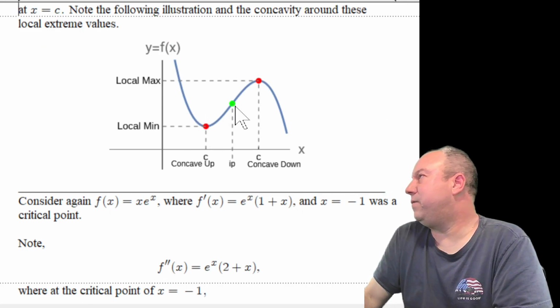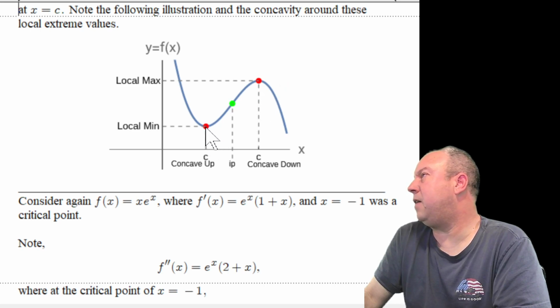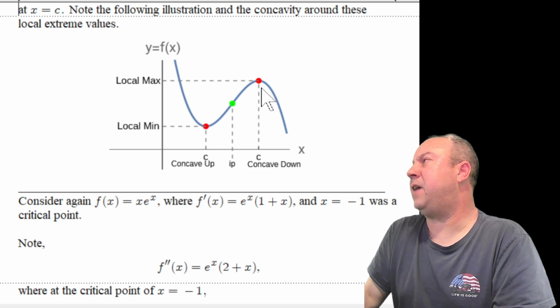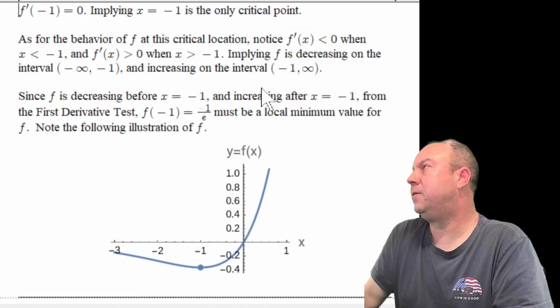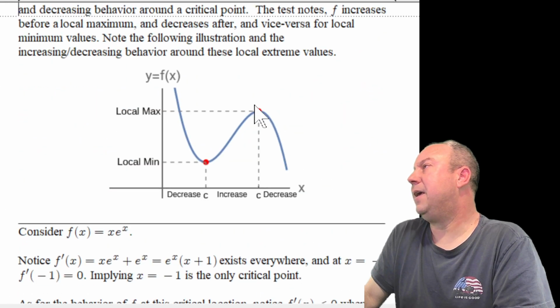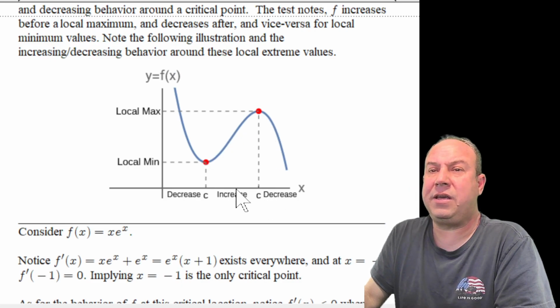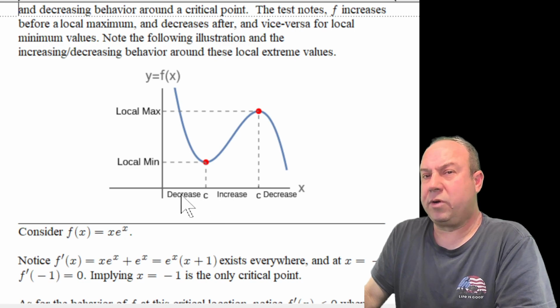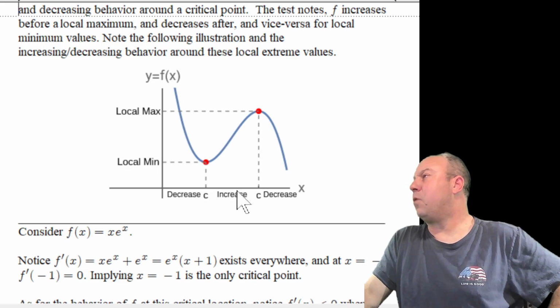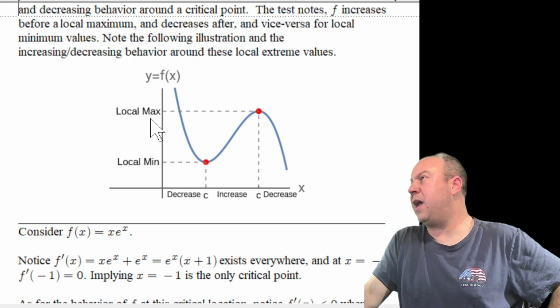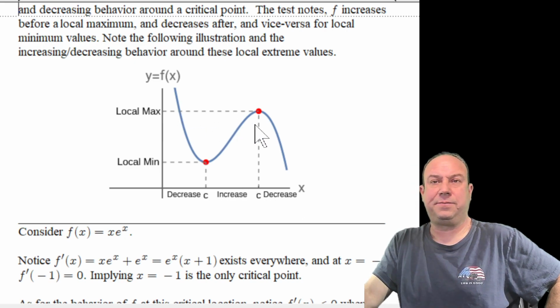Second derivative test analyzes concavity at these critical points. Where you're concave up, you're a local min. Where you're concave down, you're a local max. And first derivative test analyzes behavior of increasing and decreasing around these critical points. Where we're decreasing before and increasing after, we're a local min. And where we're increasing before and decreasing after, we're a local max.